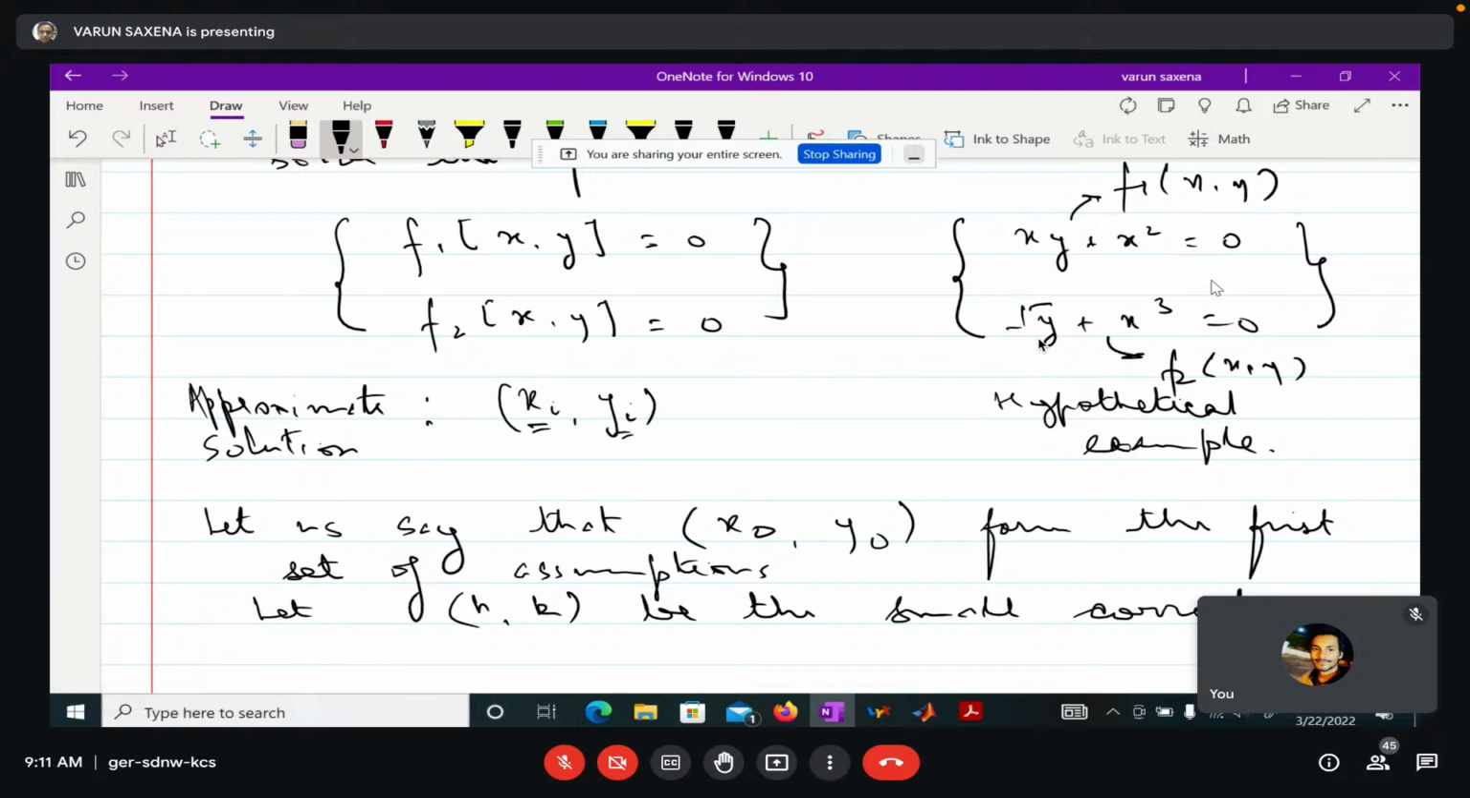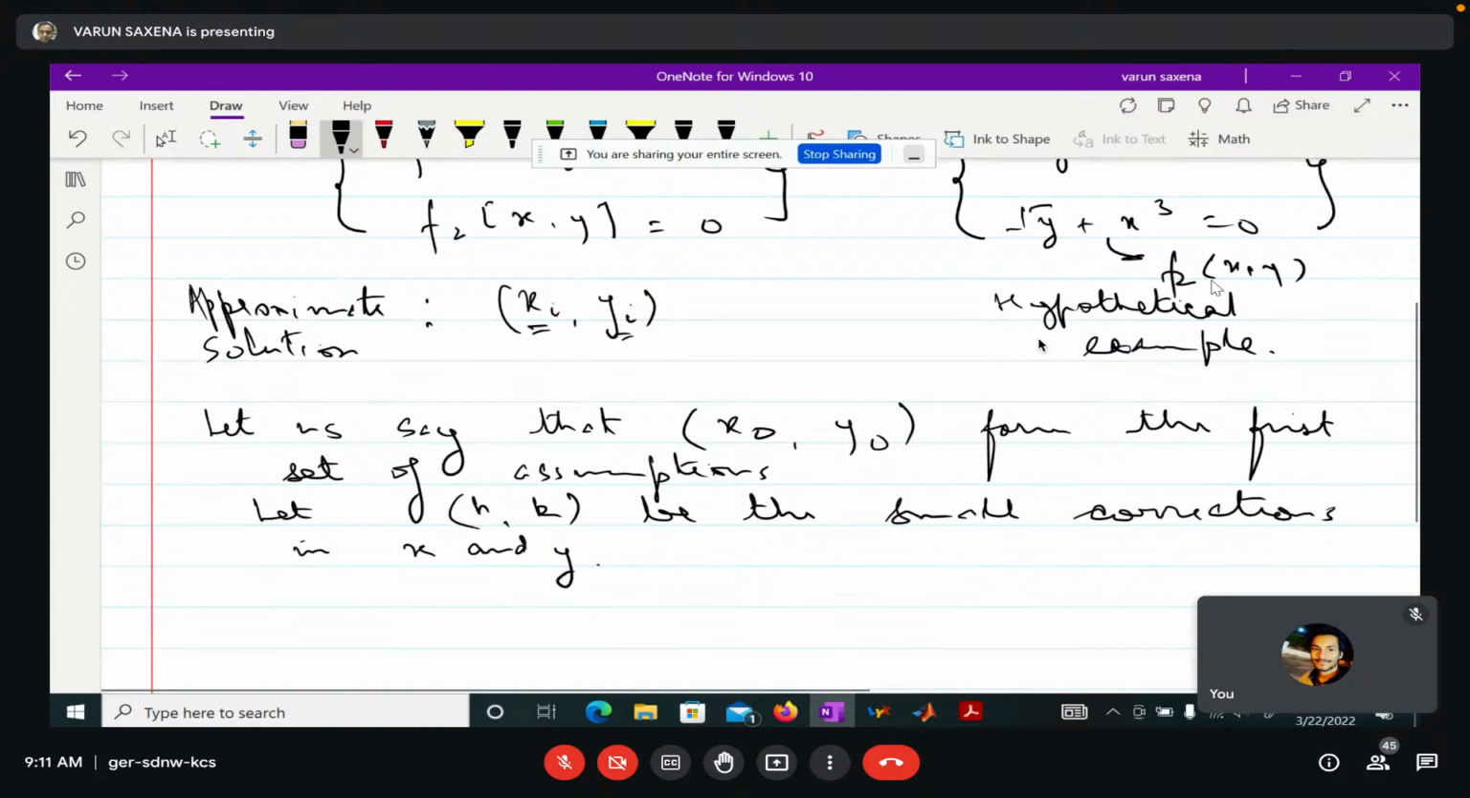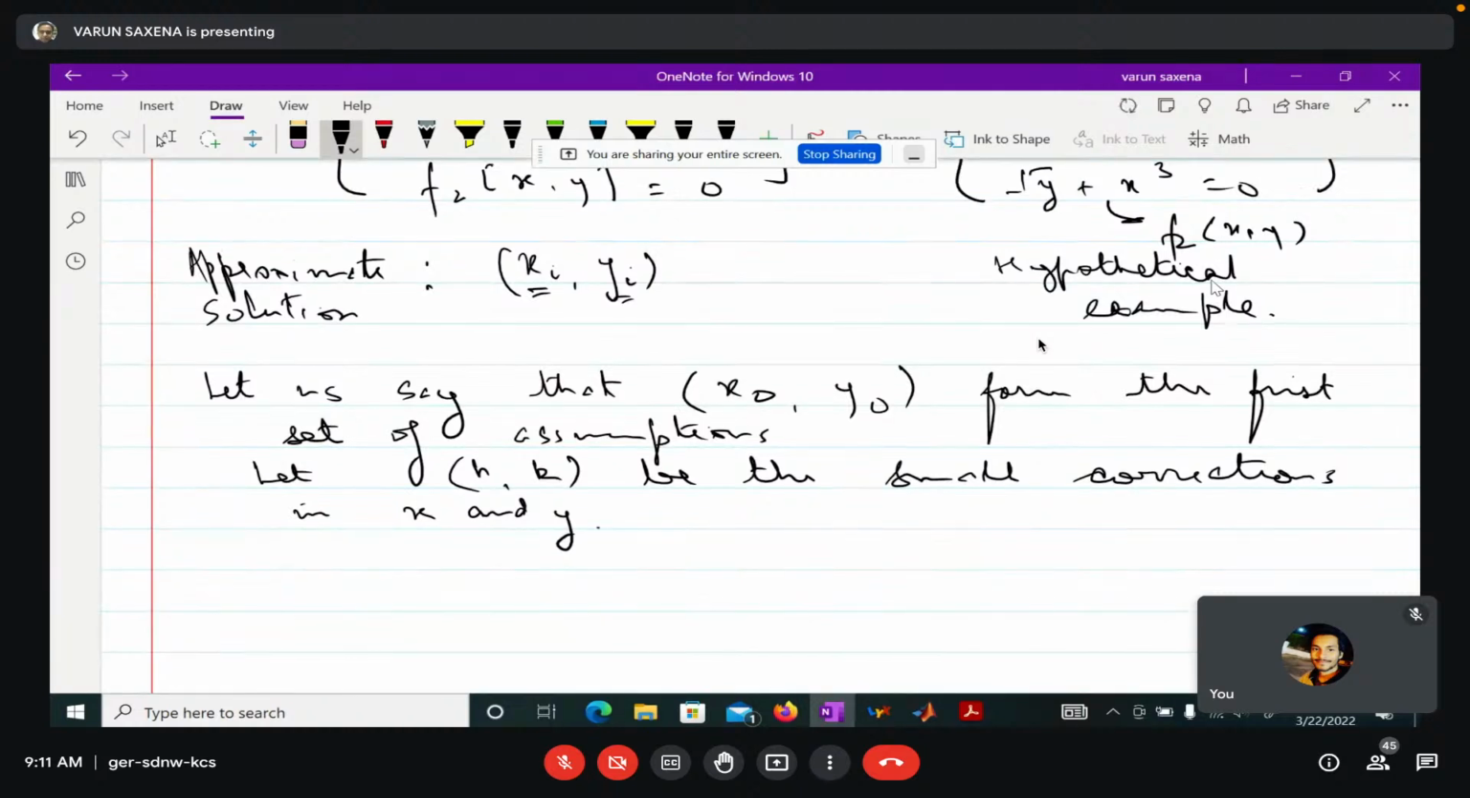to x and y. So if x0 is the initial assumption, then here also, if x0 is the first assumption in x, then x0 plus h is the first approximation. If y0 is the initial approximation, then y0 plus k is the next approximation. So then in general, you can write that let x be x0 plus h and let y be y0 plus k.